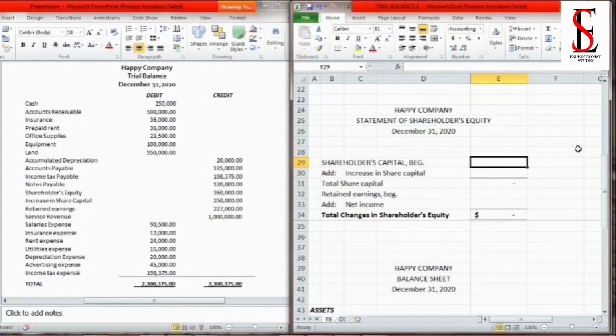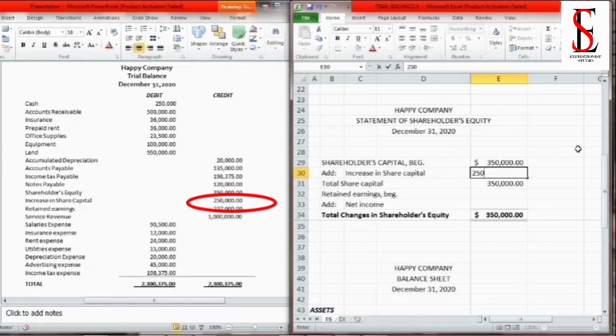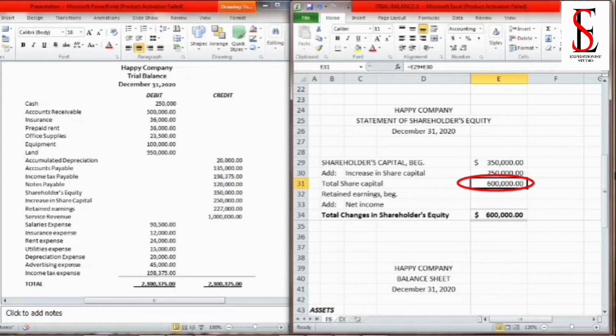So, shareholders' capital beginning, which amounted to $350,000. Then we will add the increase in share capital, which is $250,000 to get the total share capital, which is $600,000.